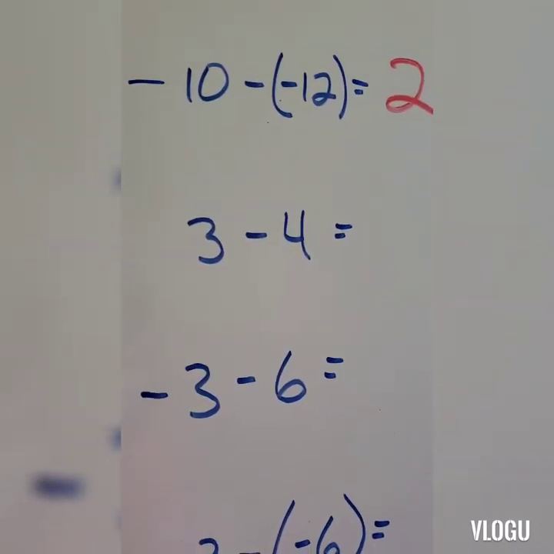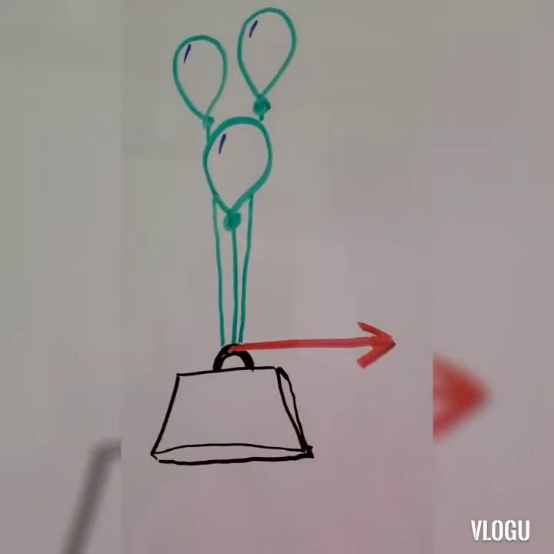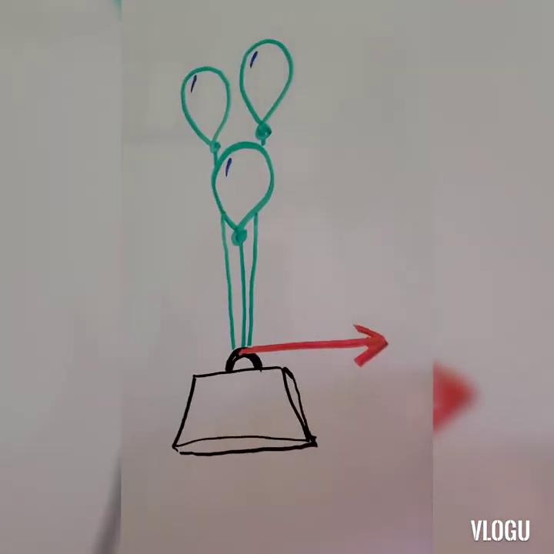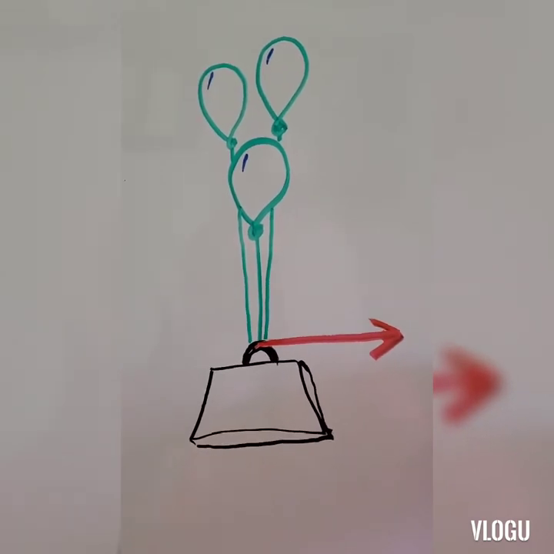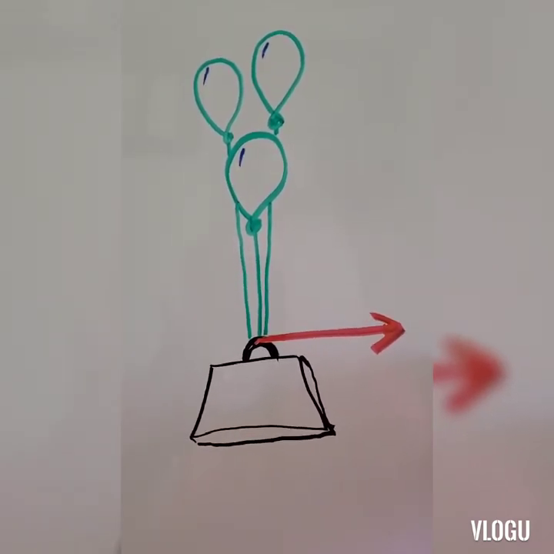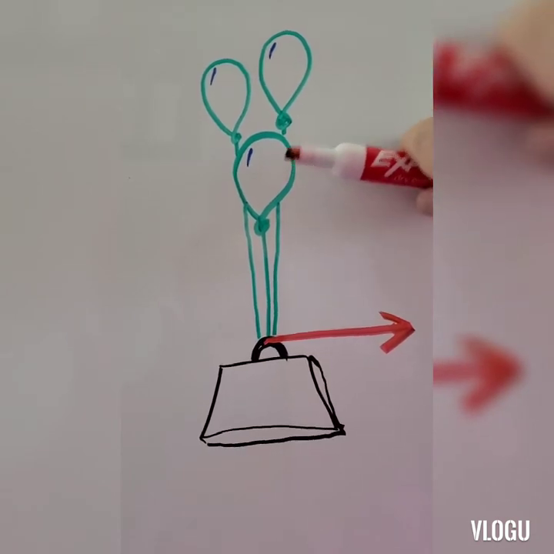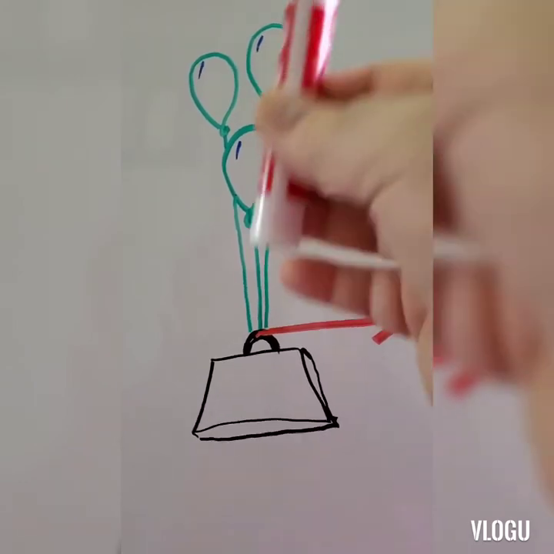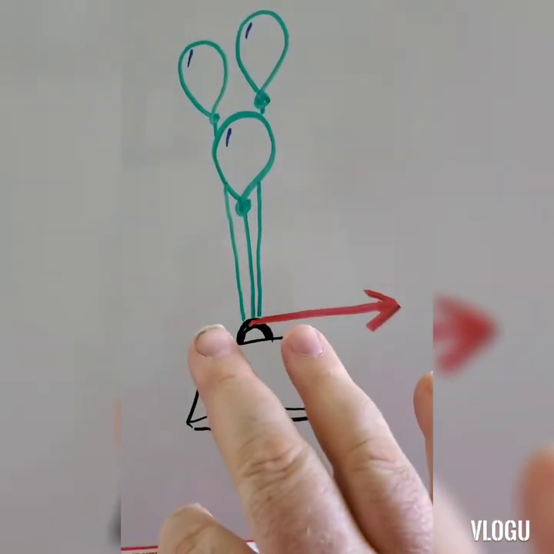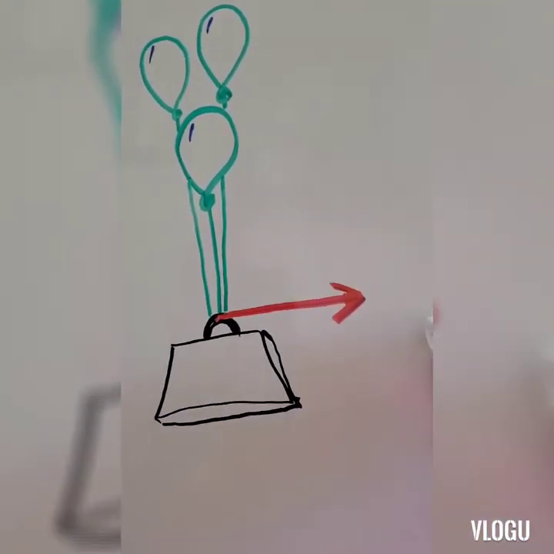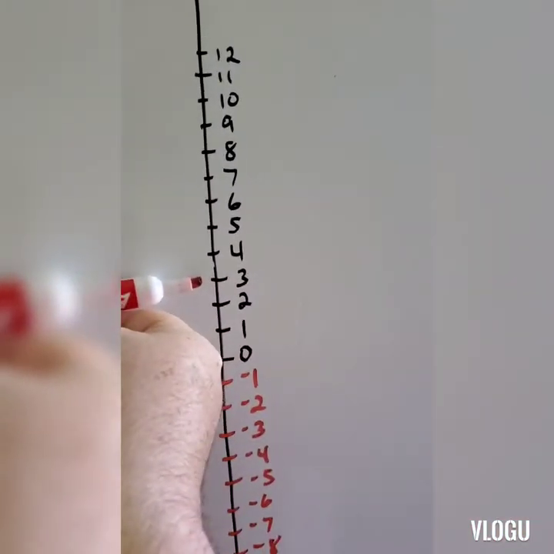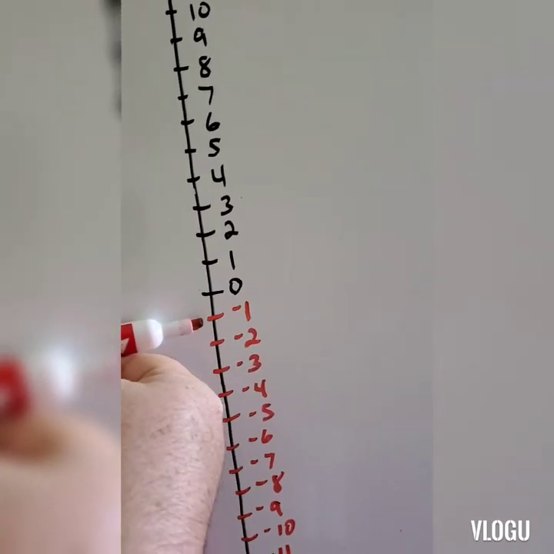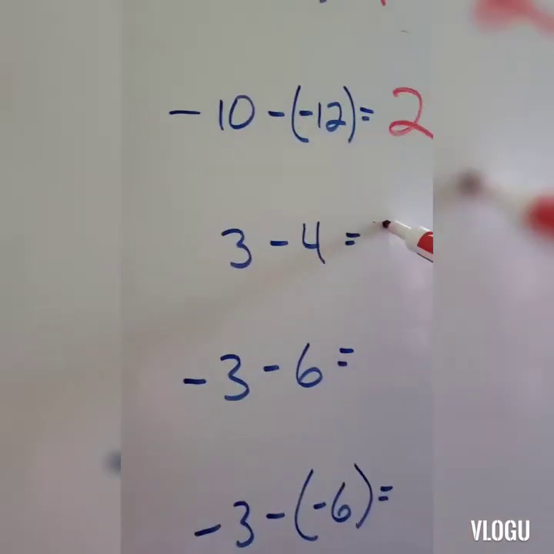If we have 3 minus 4, we're going to start pointed at the 3. I'm going to take away 4. Well, 4 is a positive number. We're going to take away a balloon. If I pop a balloon, there's not as much lift, and this whole thing is going to start sinking. It's going to go down. So 3 minus 4, we start at 3 and we go down 4. 1, 2, 3, 4, and we end at -1.